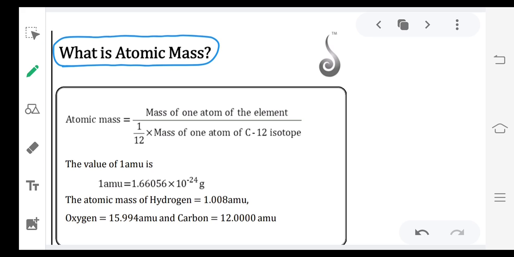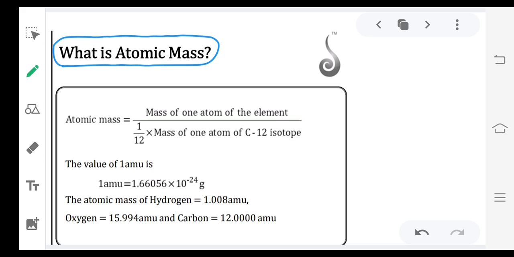So atomic mass means, we know, mass of one atom of any element is called atomic mass. In olden days there were many scales to represent atomic mass. If you take any atom, it's very small. We can't see the atoms also. Then how to measure atomic masses of atoms?